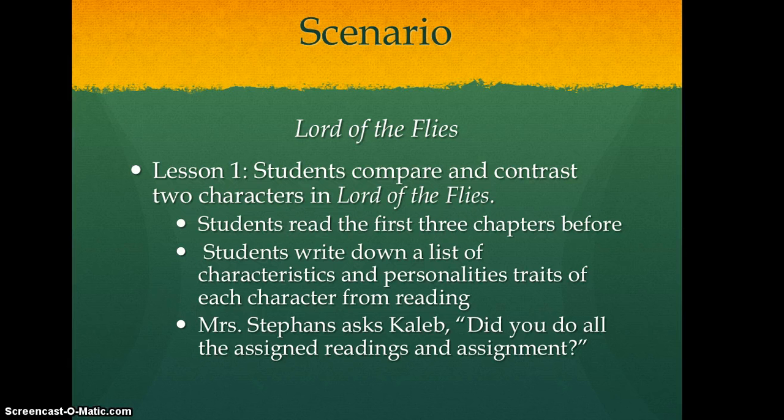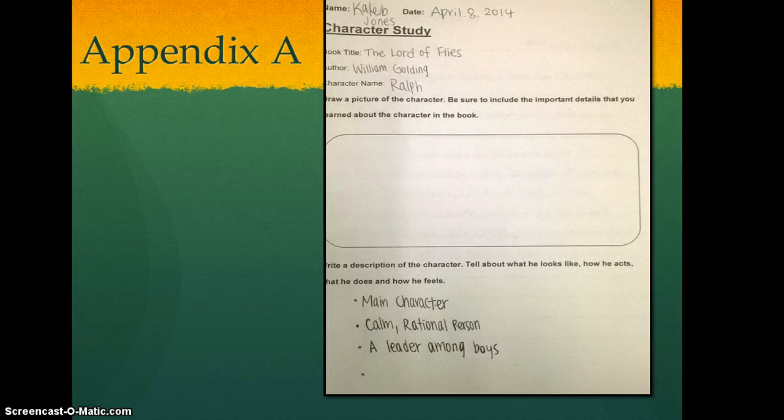Mrs. Stevens had assigned her students to read the first 3 chapters of the book so they could discuss the characters they read about so far. Mrs. Stevens began asking questions about characters Ralph, Jack, and Simon. She had the students write down a list of characteristics describing each character and their personalities, along with a drawing of each character, for homework the night before so that they could come prepared to see Appendix A. Mrs. Stevens collected the homework and noticed that Caleb's was not all the way finished.